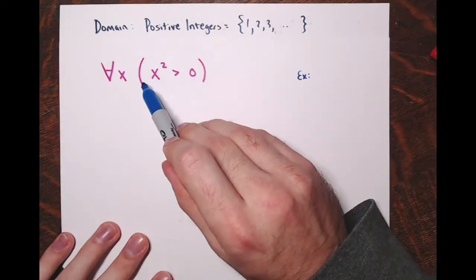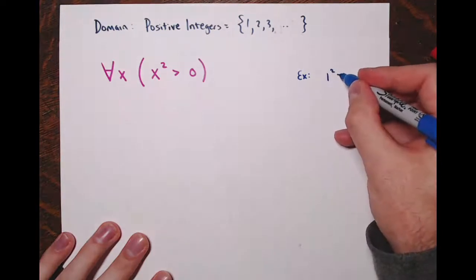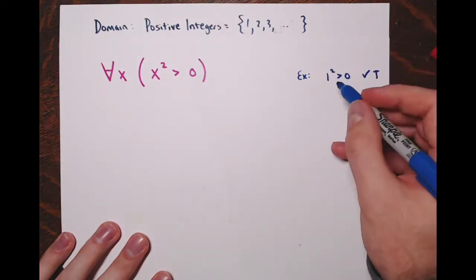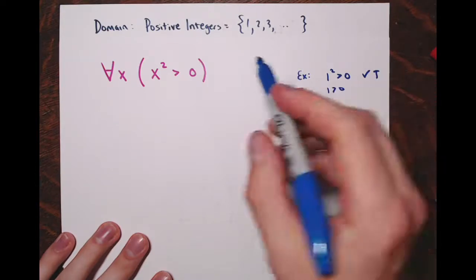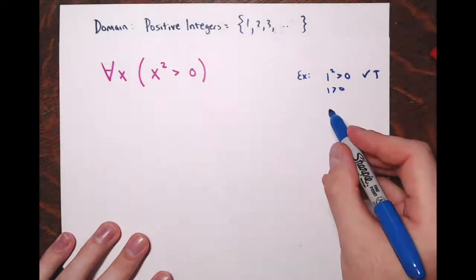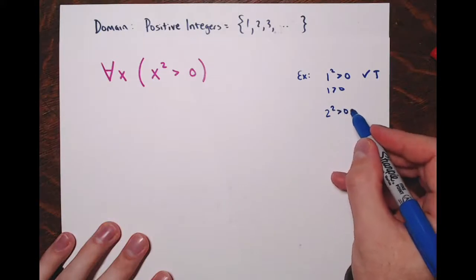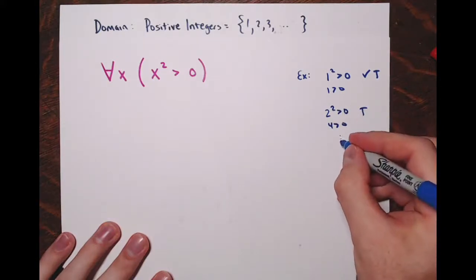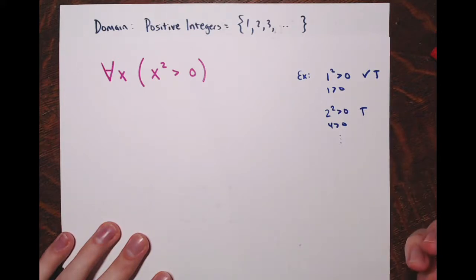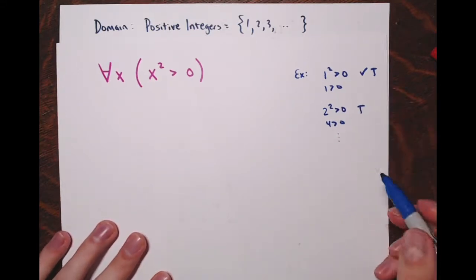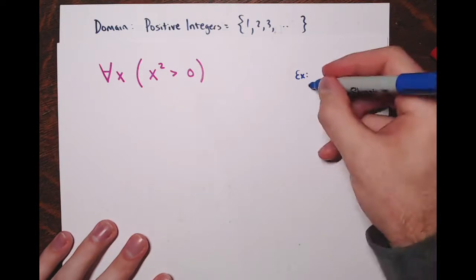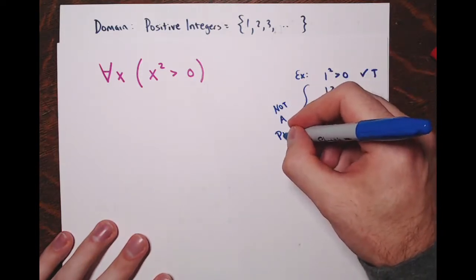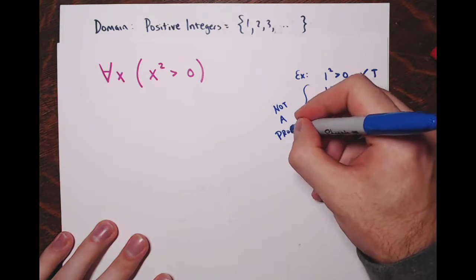Replace x with 1. We have 1 squared is greater than 0. That's true. I'll put a T. 1 is greater than 0, right? Replace x with 2. 2 squared, is that greater than 0? Yeah. 4 is greater than 0. 3 squared is greater than 0? Yeah. 9 is greater than 0. Again, this is not a proof. This is not a proof. These are just examples.